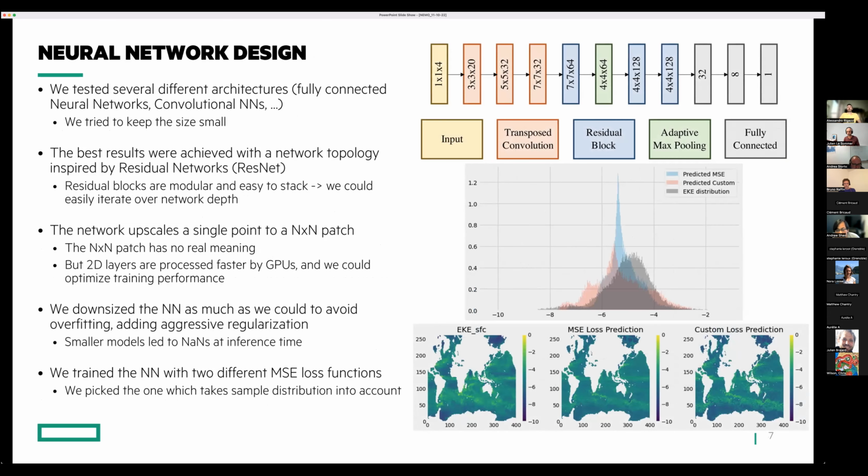And then we had to design the neural network. So we tested several different architectures, starting from a very simple fully connected neural network, and then convolutional neural networks, like plain convolutional neural networks. One of the targets was to try to keep the size as small as possible.